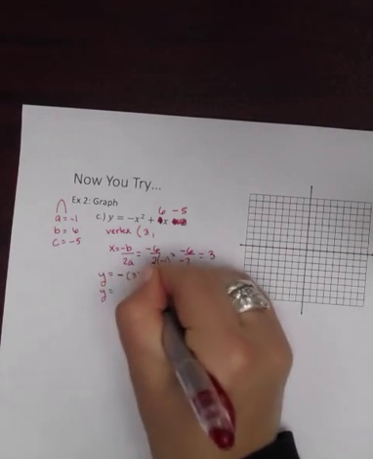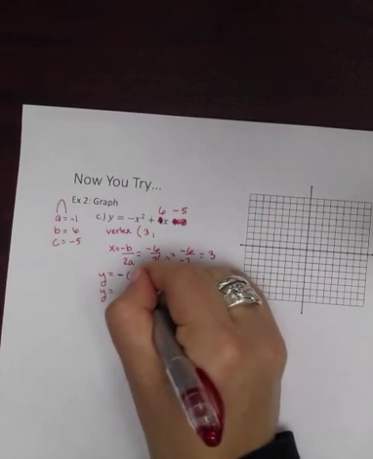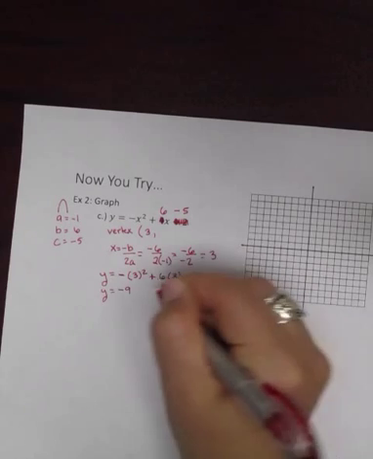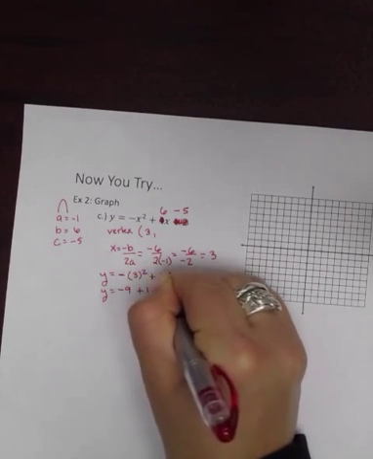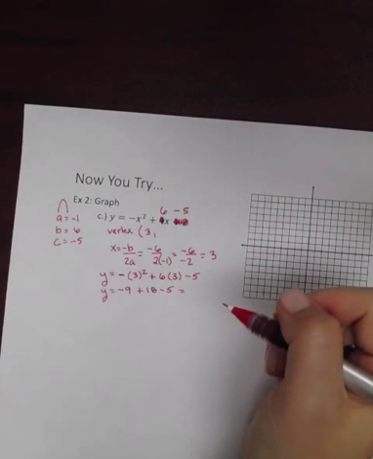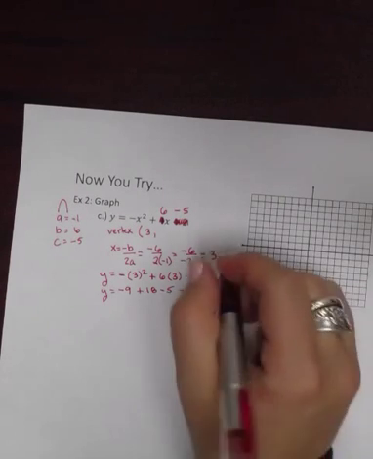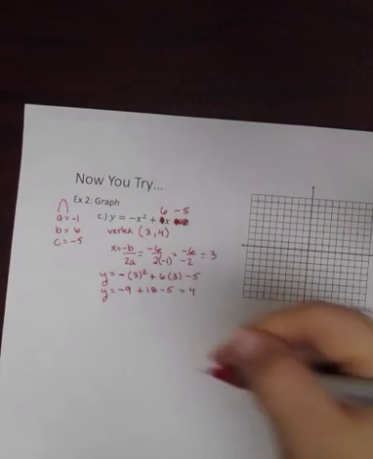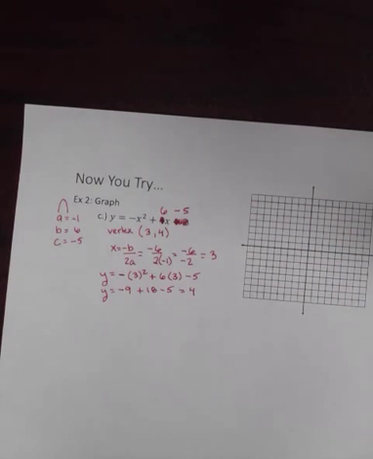Okay? So 3 squared is 9. 9 times negative 1 is going to be negative 9 plus 18 minus 5. And negative 9 plus 18 is going to be positive 9, minus 5 will give me 4. So my vertex here is going to be 3, 4.